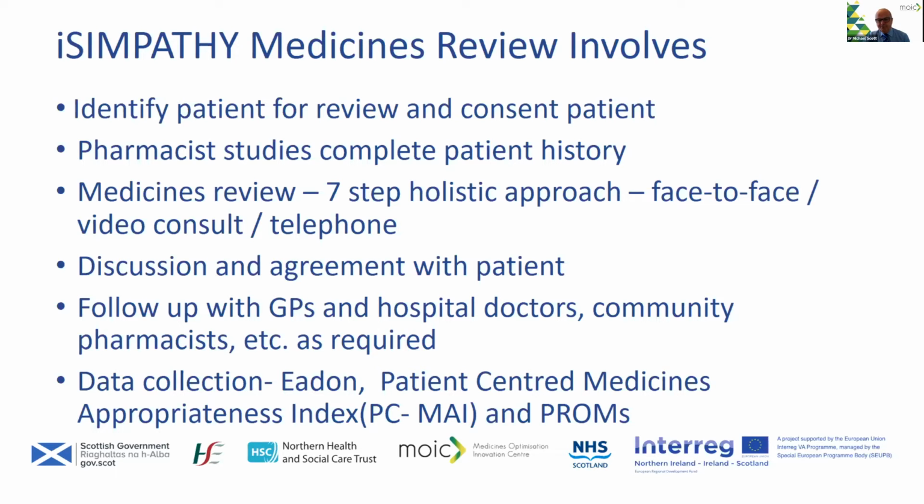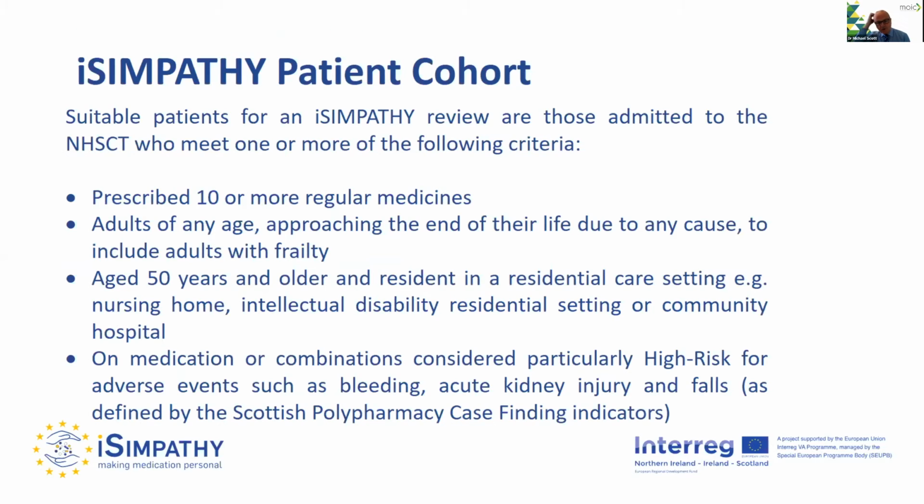So the patient cohort are basically prescribed 10 or more regular medications, adults of any age approaching end of life due to any cause, including those with frailty. Age 50 and older in a residential care setting, so that could be a nursing home, intellectual disability residential setting, or community hospital. And then on medication or combinations that are considered high risk, and Alpin has highlighted those in the A-pinch, such as bleeding, AKI, etc. And those are all defined in the Scottish Polypharmacy case finding indicator. So those are the groups of folks that we're hoping to recruit within the project.